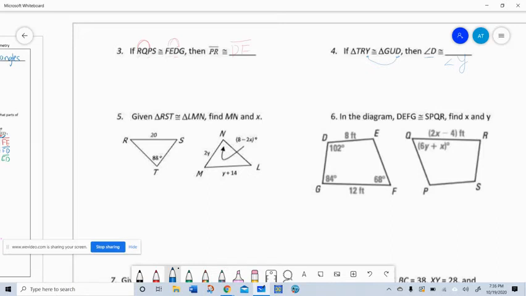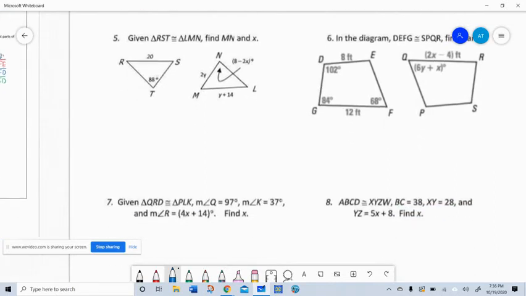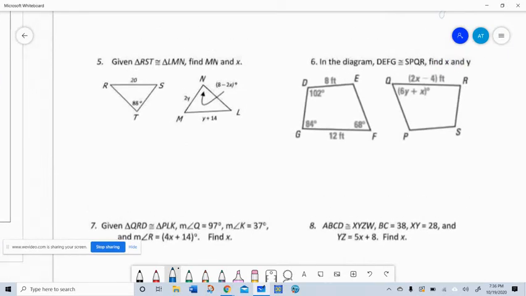And then the ones that you're going to see the most of are the ones that look kind of algebraic. So like what we have here in number 5. So we've got 2 congruent triangles. Let's find all those parts that match up.